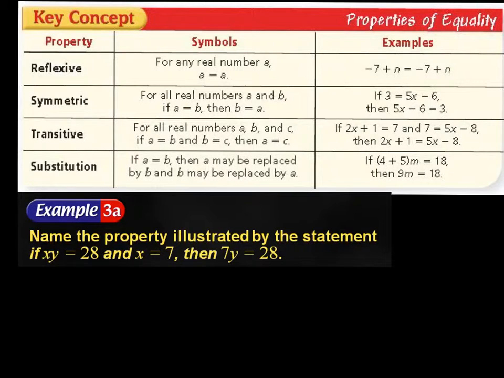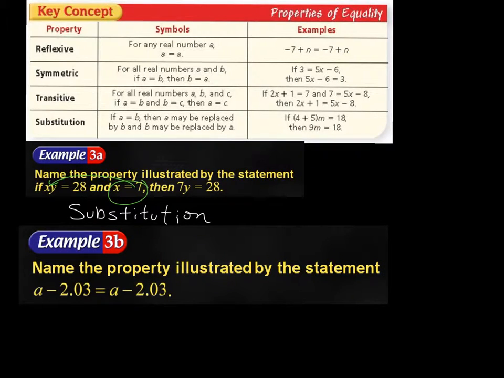Name the property illustrated by the statement, if xy equals 28 and x equals 7, then 7y equals 28. They substituted 7 in for the x. Property is substitution. Name the property illustrated by the statement a minus 2 3/100 equals a minus 2 3/100. It's exactly the same on both sides. Nothing has changed. You look in the mirror. Hopefully you see yourself. So that is reflexive property.